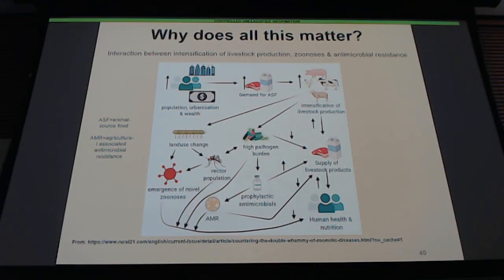Interactions between intensification of livestock production, zoonosis, and antimicrobial resistance, right? This is what everybody wants. This is what everybody gets. This is what he's trying to intensify, because these guys are trying to get this. Okay? Through any means necessary. So this intensification of livestock production increases the risk of zoonotic disease and accelerates antimicrobial resistance, creating a complex and dangerous cycle that threatens both the animals and us.